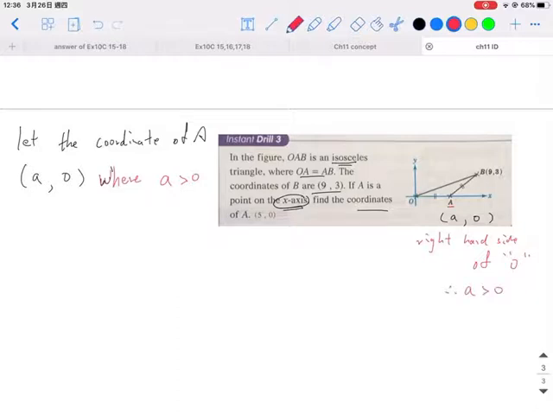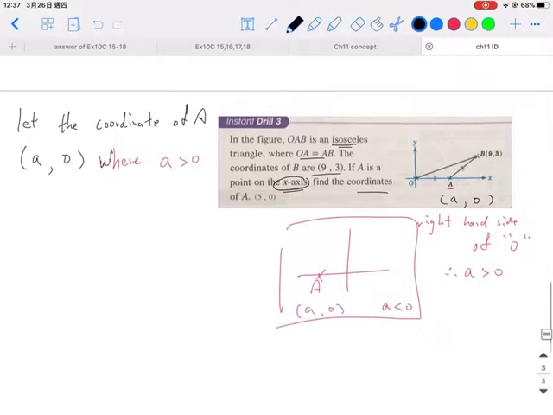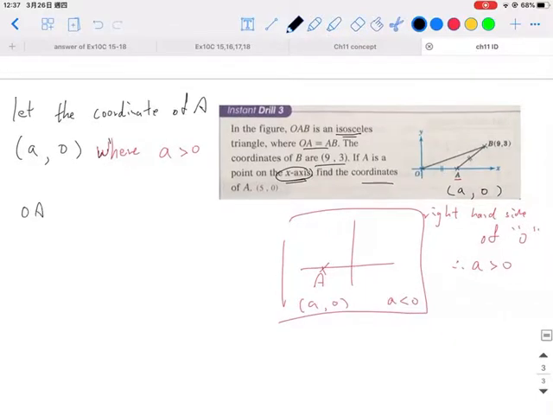If A is on the left hand side, for example A here, then a must be negative. So you need to pay attention to this. And then, because OA is equal to AB, I try to express OA and AB in terms of a. OA is equal to a minus 0, because it's a horizontal line, that means equal to a.